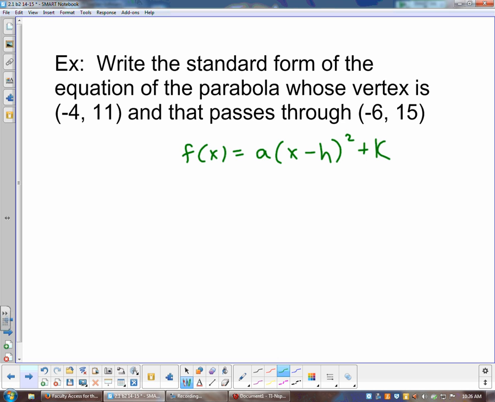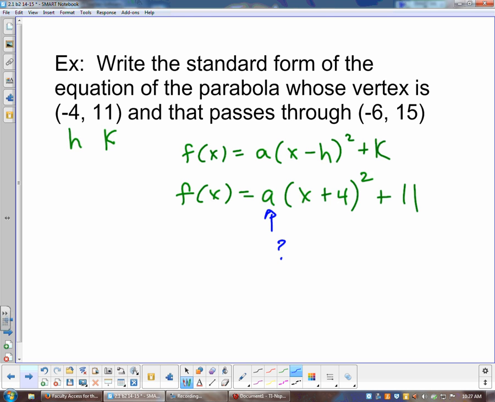And if we know that the vertex is negative 4, 11, that means I can plug in negative 4 for what in this equation? H. And the 11 goes in for K. All right, so if I do that, I get f of x equaling a times x minus a negative 4 is x plus 4. Agreed? Quantity squared plus 11. And that's our equation, except we don't know what this a value is yet.